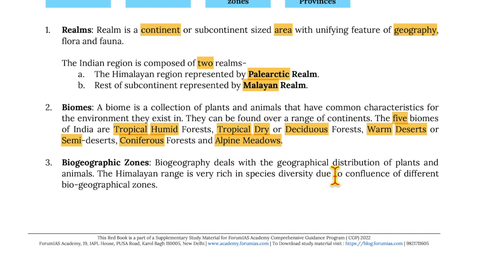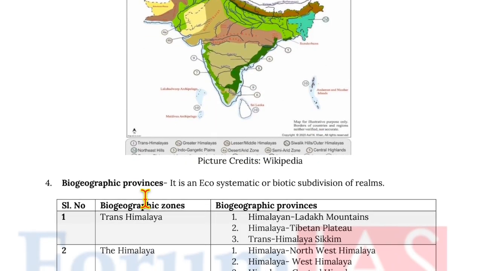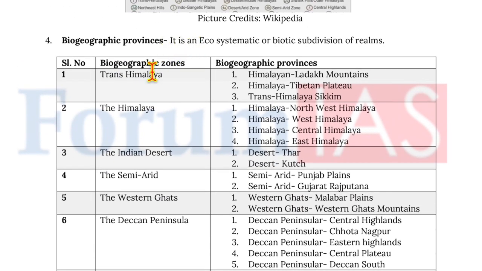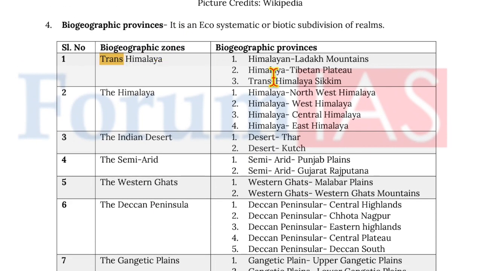Biogeography deals with the geographical distribution of plants and animals. The Himalayan range is very rich in species diversity due to the confluence of different biogeographical zones. Now, moving on to the different biogeographical zones, there is the Trans-Himalayan zone. It would include the Himalayan Ladakh Mountains, Himalayan Tibetan Plateau, and Trans-Himalayan Sikkim region. This will be included in the Trans-Himalayan zone.